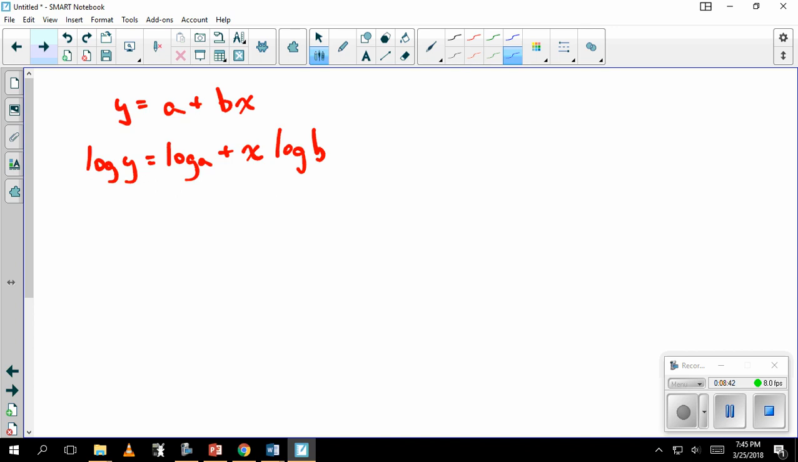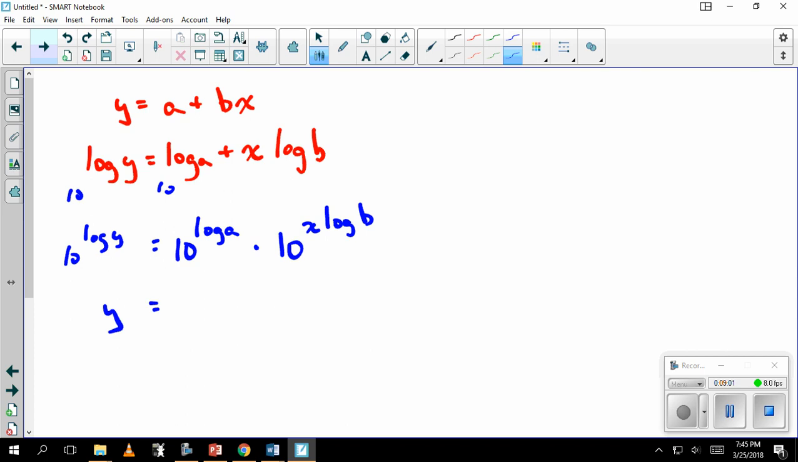So when I anti-log both sides, I get 10 to the log of y equals 10 to the log of a times 10 to the x log b. On the left side, the 10 and the log cancel out to give me a y. On the right side, I get a times 10 to the log b to the x, which is y equals a times b to the x when the 10 and the log cancel. And again, I've got an exponential function.